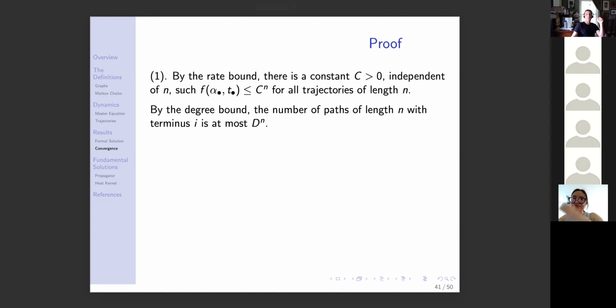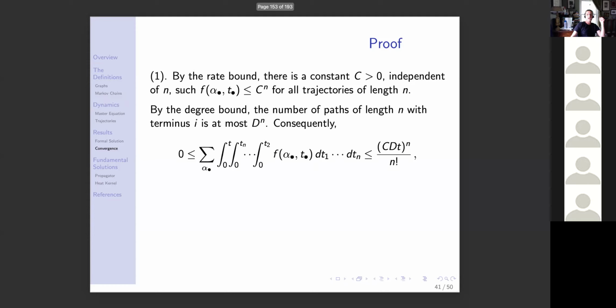And by the degree bound, the number of paths of length n with terminus I, the number of paths that can appear in your graph, is at most d to the n, right? That's easy to check also, because at every vertex you have at most, say, d edges leaving your vertex. So there are going to be d, and then when you go again to your next vertex, there's going to be at most d, and it just multiplies. Okay, so you're going to get these two bounds, the number of paths of length n, and for the density, and then you can use them to bound your integrand.